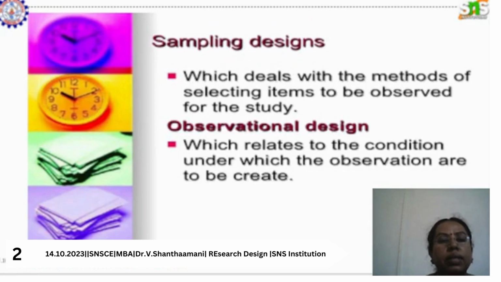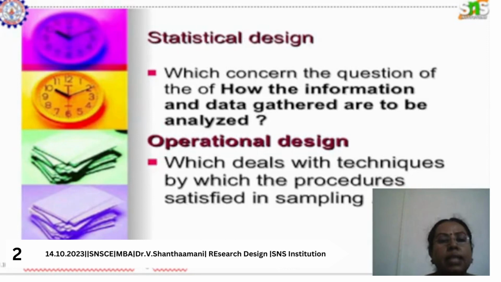Sampling design deals with the methods of selecting items to be observed for the study. Observational design relates to the conditions under which the observations are to be created. Statistical design concerns the question of how the information and data gathered are to be analyzed. Operational design deals with the techniques by which the procedures specified in the sampling design are carried out.